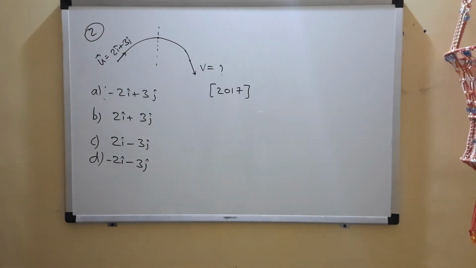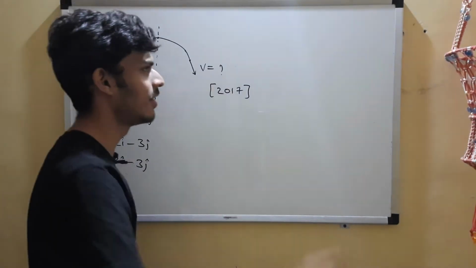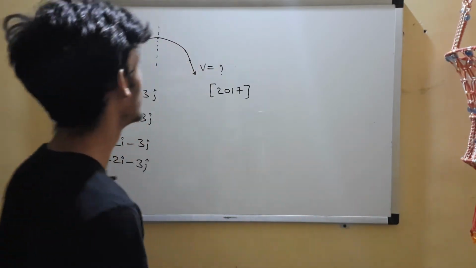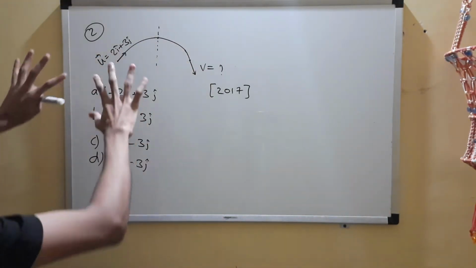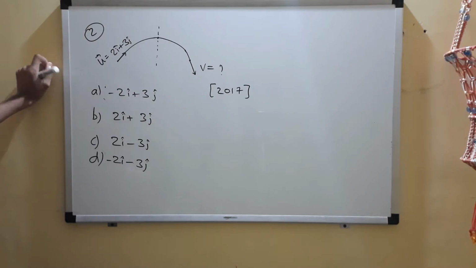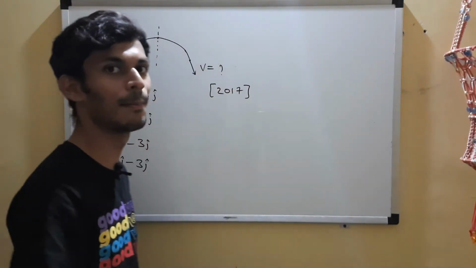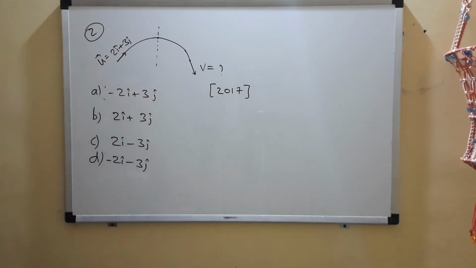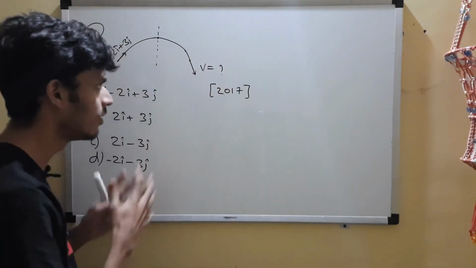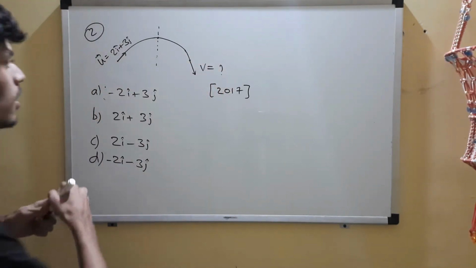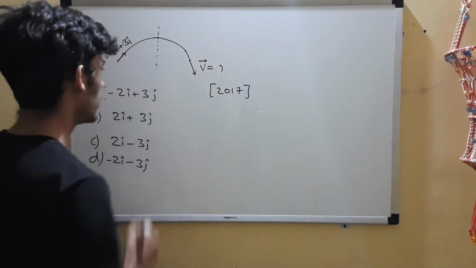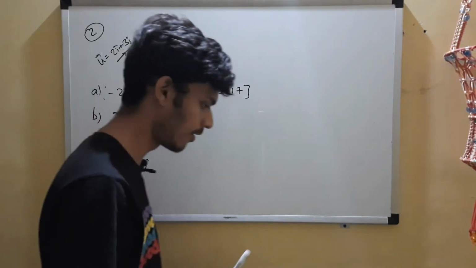The next question here on the board is from BITSAT 2017. Let me just explain what's happening in this question. You have a projectile motion. The initial velocity vector of this projectile motion is 2 i cap plus 3 j cap. You are supposed to tell me the final velocity vector. Here are your options, you can give it a try.